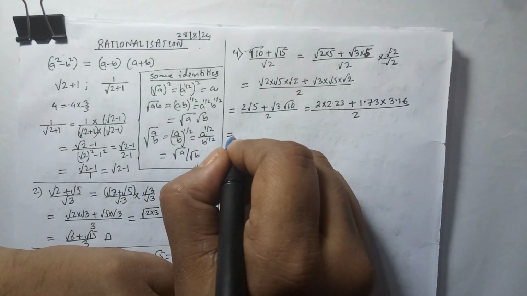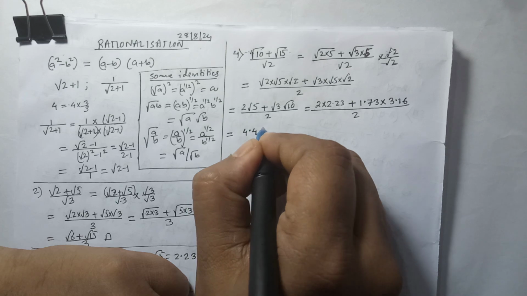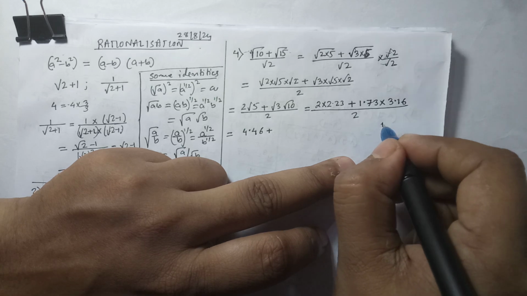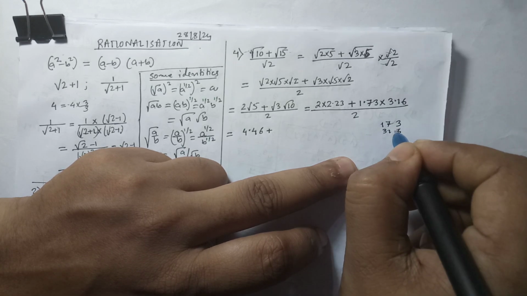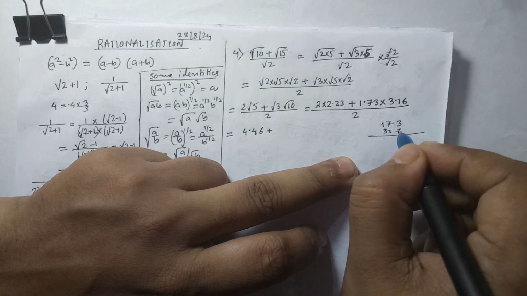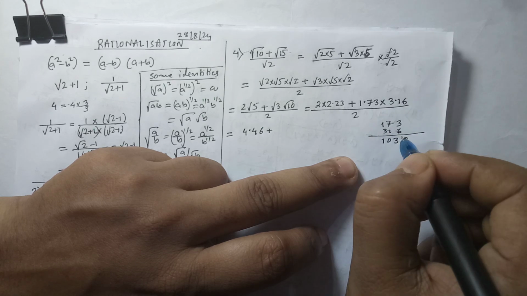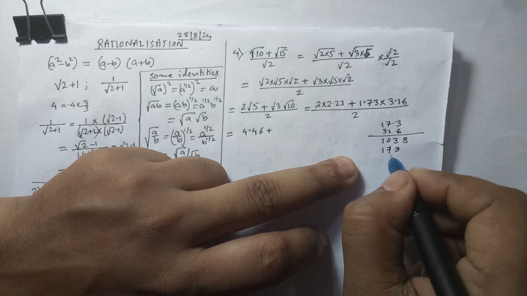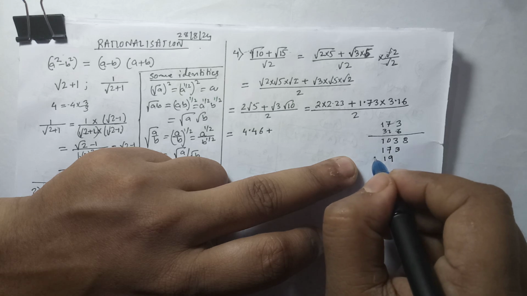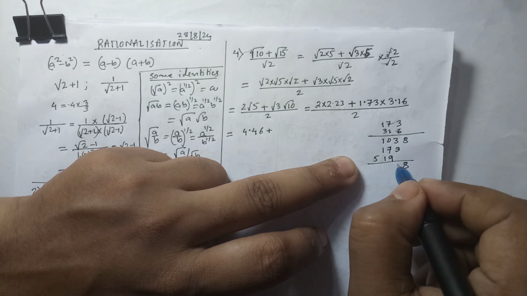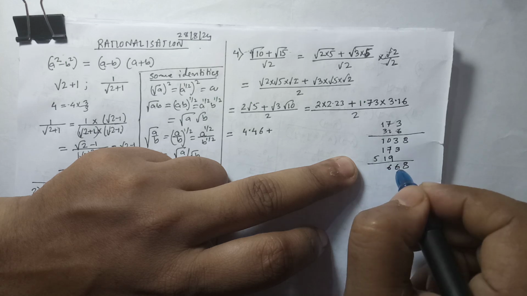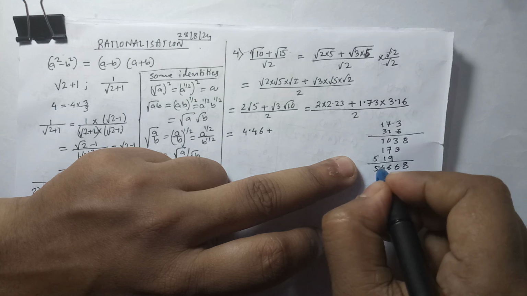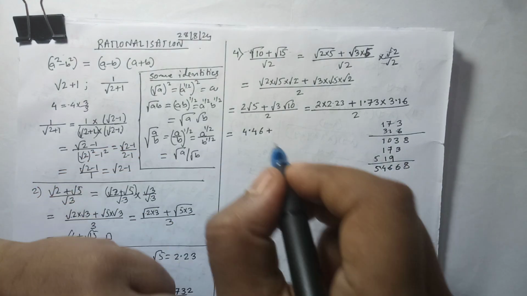Now this is 4.46 plus, I have to multiply this thing, so 173 into 316. 6 3s are 18, 6 7s are 42, 3 3s are 9, 3 7s are 21, 3 1s are 3. So how much do you have? Add them up, that is 5.466. So I'll take 5.47 by 2.